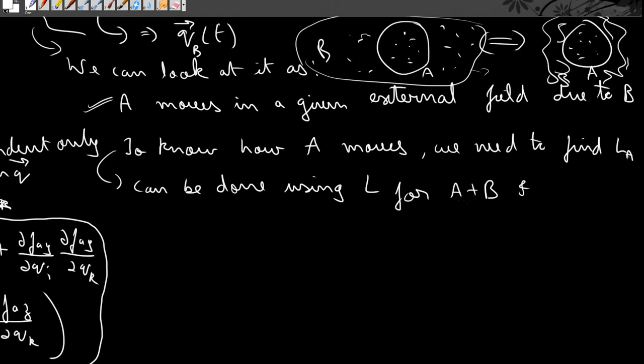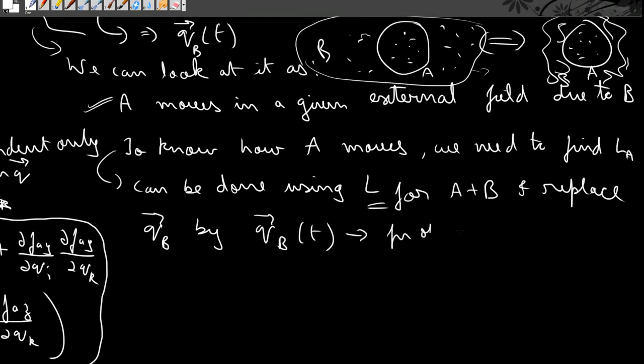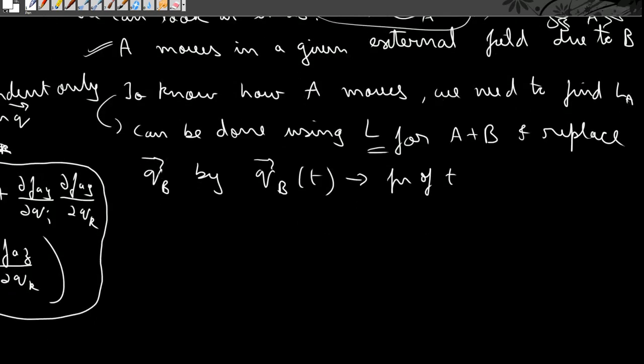Then once we get the Lagrangian for A and B, we simply replace QB by QB in terms of t. Okay, so for example, if QB is t square, just an example, then wherever there is QB in L, we replace that QB by t square. Okay, so this is a function of time. So if we do that, what will happen?